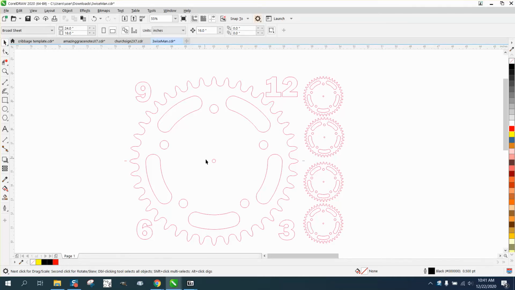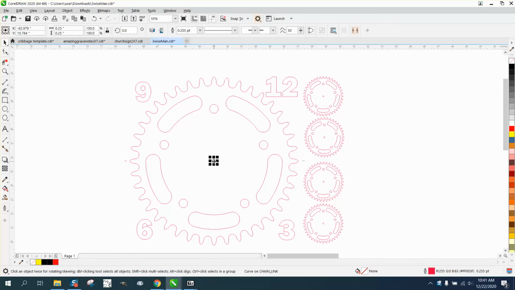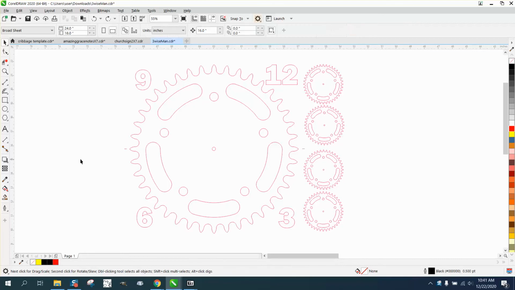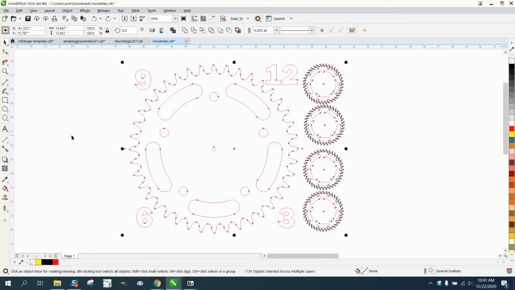I'm trying to figure out how to help this person. He says he has one of these holes that's cut like 10 times. Well, one way to cure that, and if you look, all these pieces are made up of lines. If we select the whole thing, there's 1138 different objects. So one way to cure that and fix the repetitive cutting on a single hole.